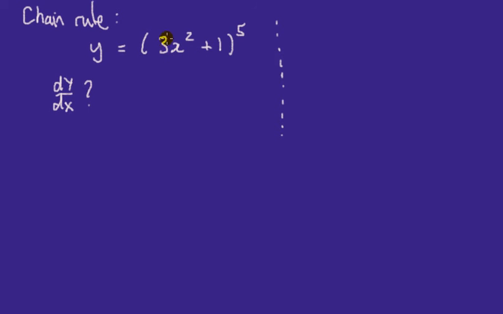Because we've got an inner function involving x, and there's some other function, an outer function, on the inner function. So it's like a function of a function. And what the chain rule says is this: if we want dy by dx, we want to find the derivative of y with respect to the inner function, u is the inner function, and then times the derivative of the inner function with respect to x. In this case, we can see that this can take the form y equals u to the power of 5. So u is this bit here.